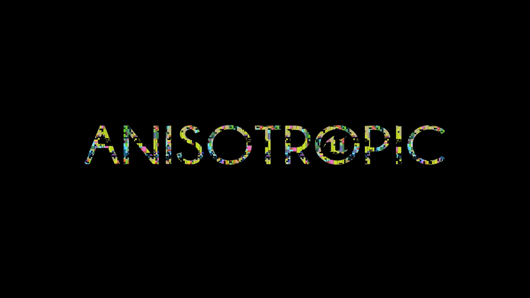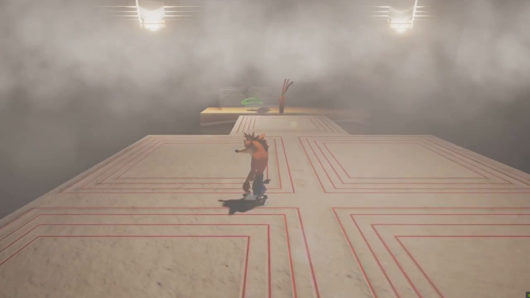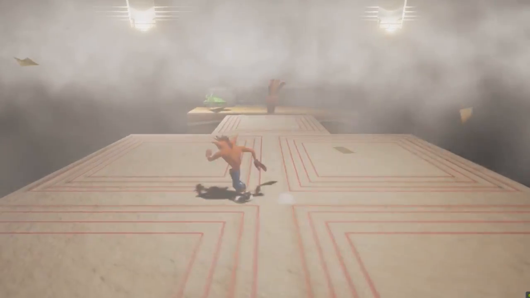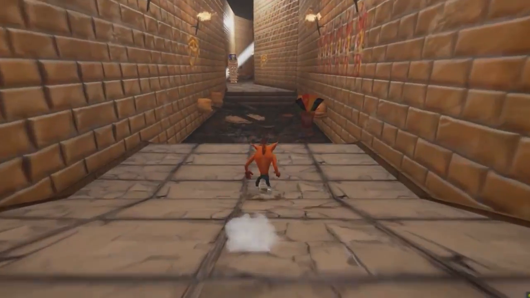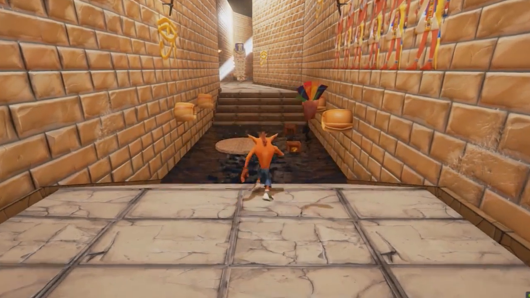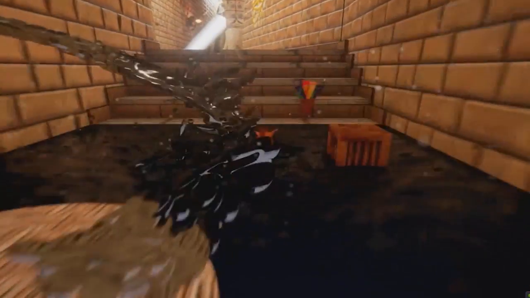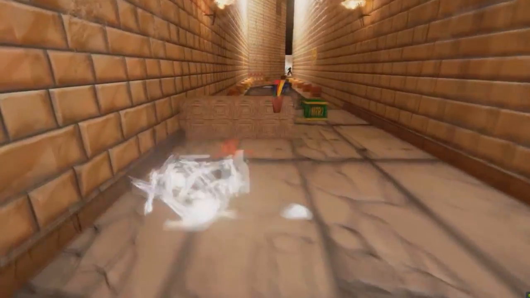It's Cynical, and today I have an absolutely amazing project to share with you guys. In case you don't know, there has been a Crash Bandicoot project that has gathered a ton of attention since January 1st of this year. A user that goes by the name of Anisotropic is currently making sort of a Crash Bandicoot remake on the Unreal Engine 4.